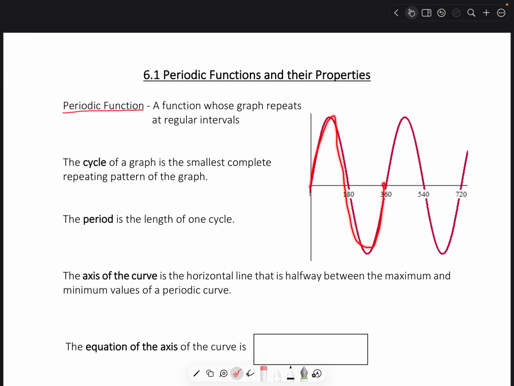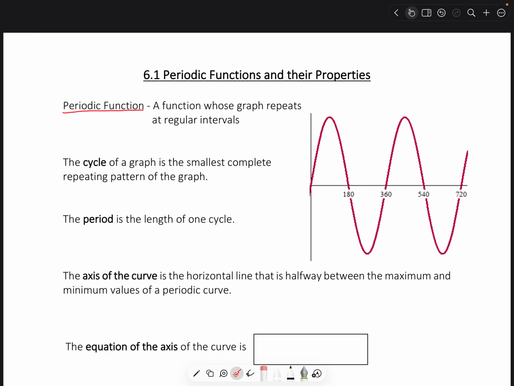Therefore, we can determine that the interval is 360 because the y values keep repeating at an interval of 360. This y value repeats here, this y value repeats here, and this y value repeats around here. So the graph is repeating in intervals of 360 degrees.